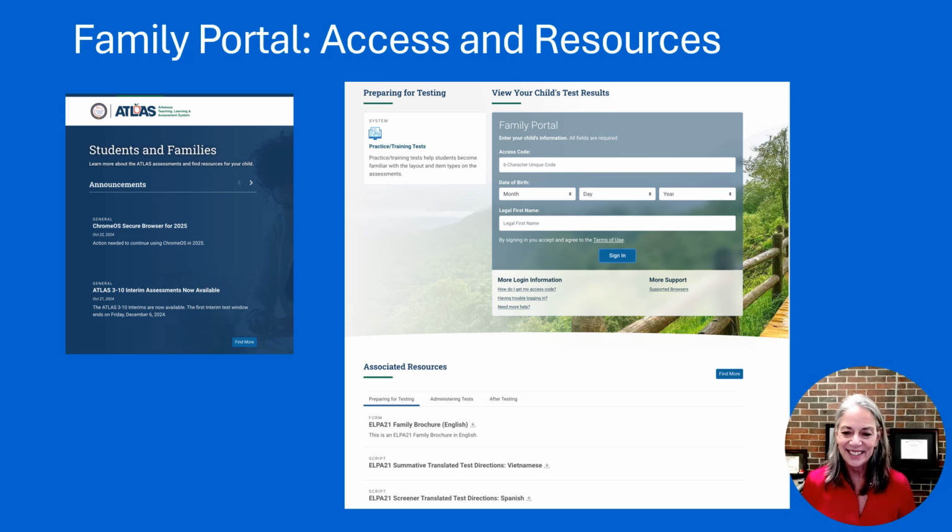This family portal is new with ATLAS, and it's a place for students and families to take a look at their progress and their scores in the system throughout the year. To view your child's test results, you should have gotten either a letter or an email that gives you an access code. That, along with your child's date of birth and their legal first name, will enable you to sign in. I want you to notice too that there are additional resources on the parent portal. There are announcements that you can get. You can also get your information translated into different languages.